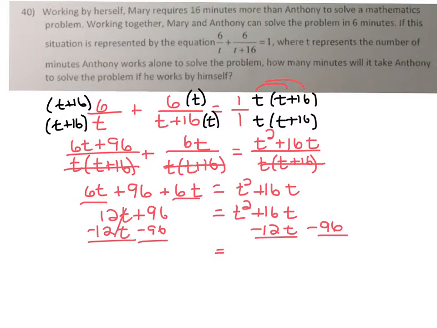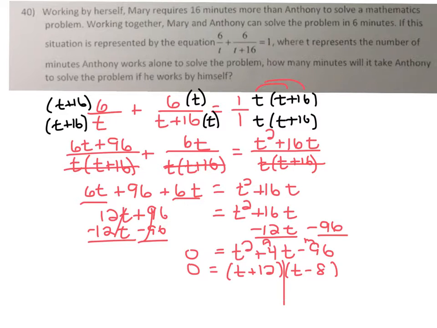Okay, so everything on the left cancels, so we have 0. And on the right, we have t squared, and then 16t minus 12t would be 4t, and I can bring down my minus 96. Okay, so this is your basic trinomial factoring. So I'm going to put a t in the first spot in each parenthesis, and I want to come up with two numbers that multiply to negative 96 and add to 4. So if they multiply to a negative, they have to have different signs. And our two numbers are going to be a positive 12 and a negative 8.